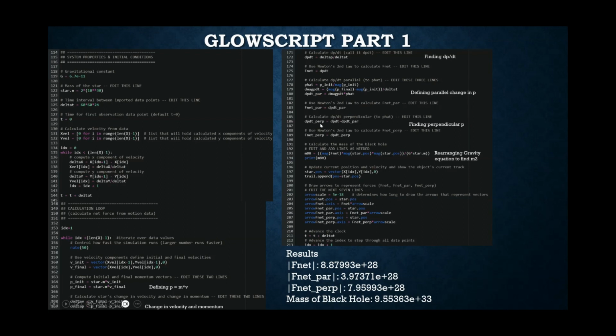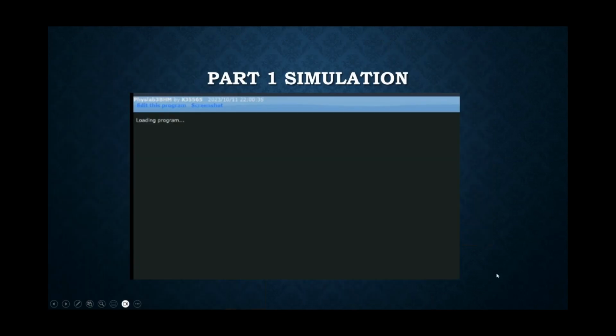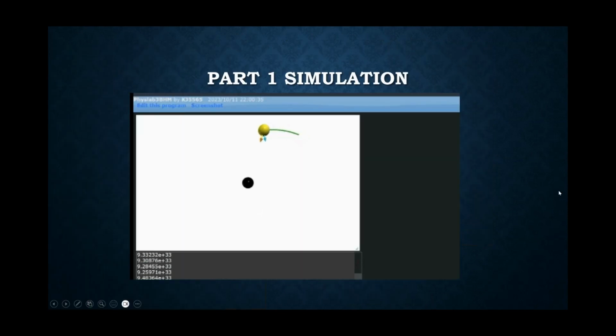Then we can calculate the perpendicular component by subtracting the parallel component from the whole to get our change in perpendicular momentum, and we can stick that into a force. And then we calculate our black hole mass by rearranging that gravity equation from slide 2, and then we can print and run it. These are the results listed, and here is the simulation.